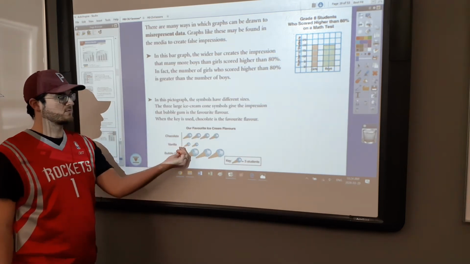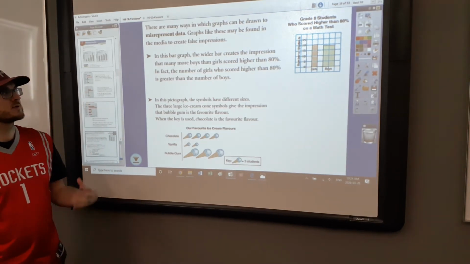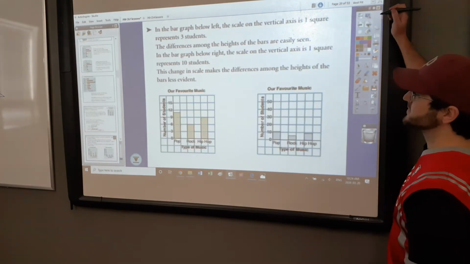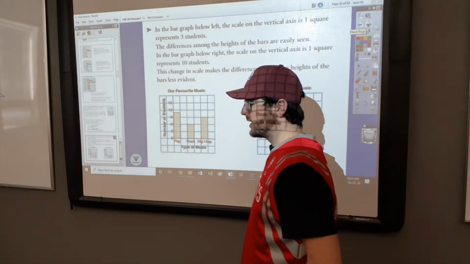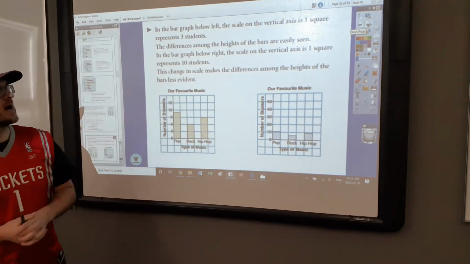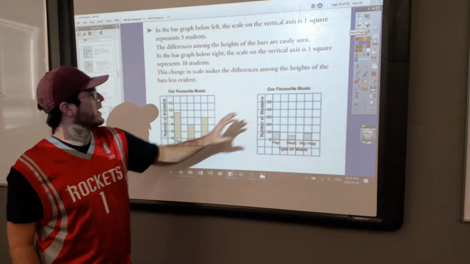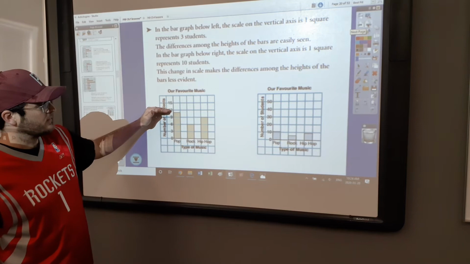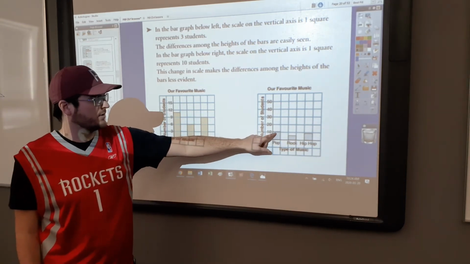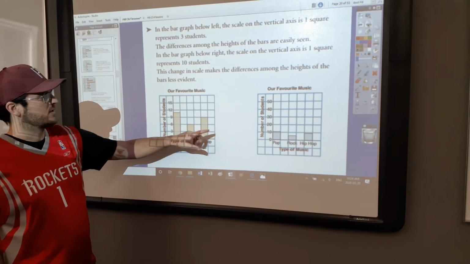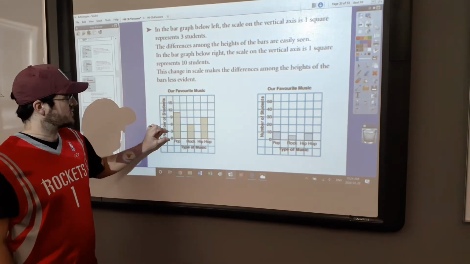And vanilla is drawn way smaller. Okay, so two pretty straightforward ways, I think, to misrepresent some data. Okay, it doesn't actually even have to be inaccurate. This example is showing our favorite music, and if you look closely, they're given the exact same information. It's just the scale. It's not even that they jumped values, they actually just used a different scale.